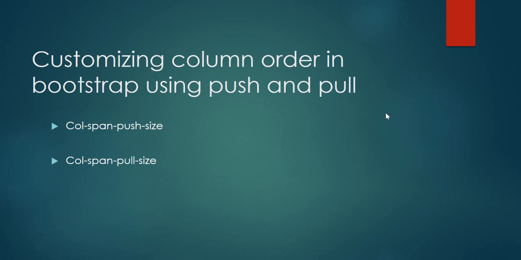Hello everyone, in this section of Bootstrap Essential Training, I'm going to talk about customizing column order in Bootstrap using the push and pull classes. There are two classes in Bootstrap, one is push and one is pull. Push and pull classes are basically used to either push your column or pull your column in a Bootstrap layout. So how does it work in Bootstrap? Let's talk about that.